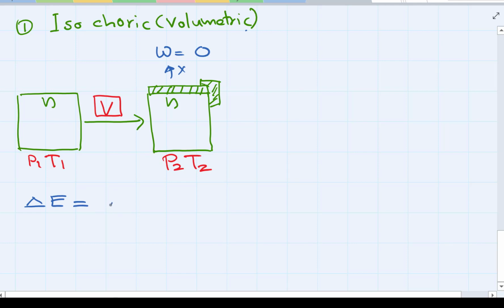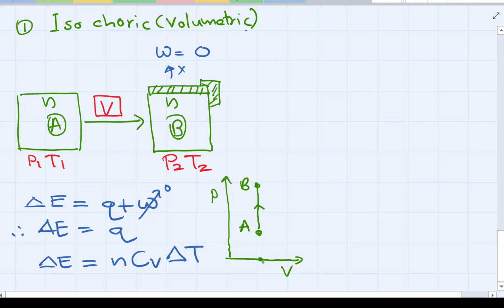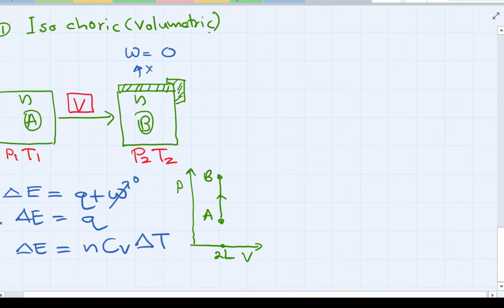So delta E, internal energy, is Q plus W. W is 0, so delta E is Q. Now we can also write delta E is n Cv delta T. Cv is for the constant volume. That we can discuss in a different question, but that's also valid for this situation. On the PV diagram, the y-axis is P, and this is the constant volume. Let's say A to B states at 2 liters constant volume. W is 0, isovolumetric, no work done.